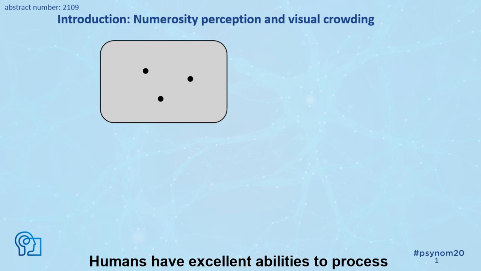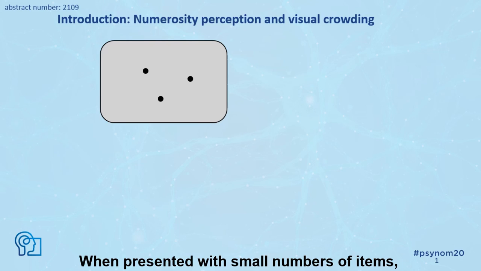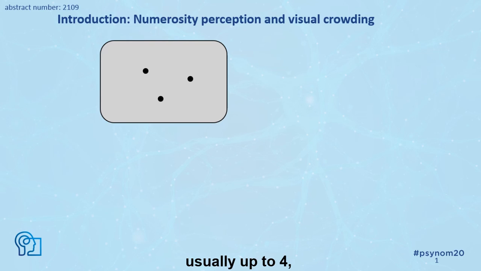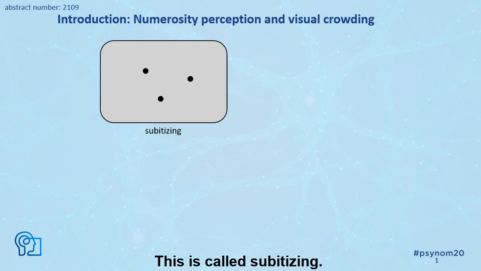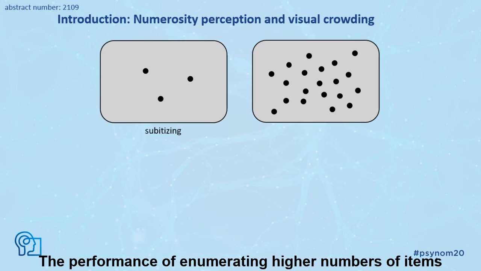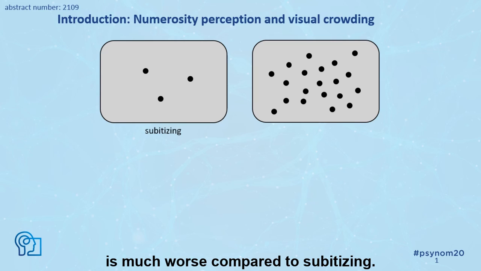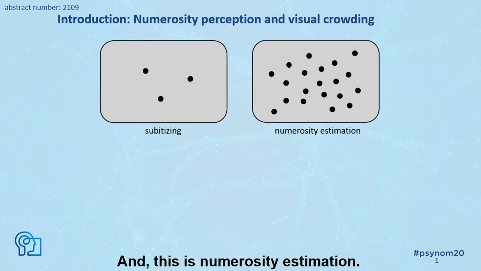Humans have excellent abilities to process non-symbolic numbers. When presented with small numbers of items, usually up to 4, we can enumerate their number accurately and rapidly. This is called subitizing. The performance of enumerating higher numbers of items is much worse compared to subitizing. And this is numerosity estimation.